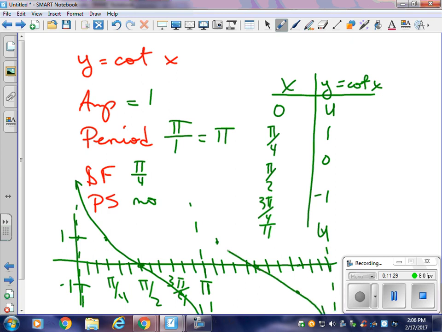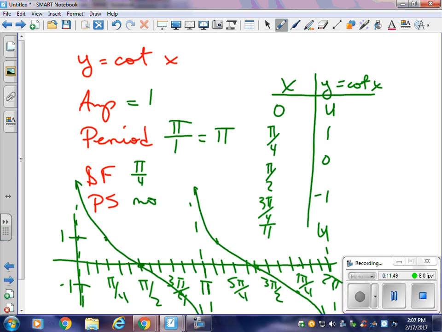And you should number your axis on that as well. You just keep your pattern going with 5 pi over 4, 3 pi over 2, 7 pi over 4, and 2 pi. So you do the pattern twice, but that's because your period's not 2 pi long, it's only pi.